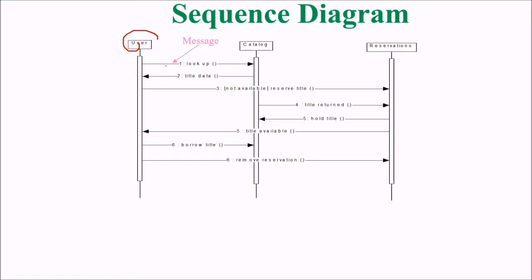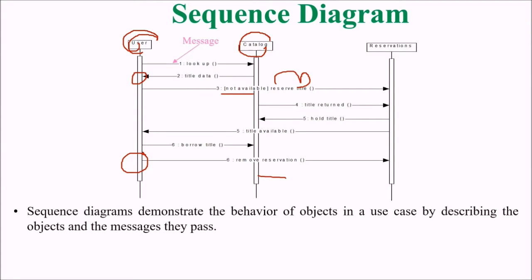Let us generalize it. We have a user. Now there is a message of lookup. It goes to a catalog. Then the catalog sends the message back to the user, title data. Then the message goes from the user, not to the catalog but to reservations, saying not available, reserve the title. And this all happens till the remove reservation is done by the user, if some borrow or holding of the title is going on. So this sequence diagram demonstrates the behavior of objects in a use case by describing the objects and the messages they pass.